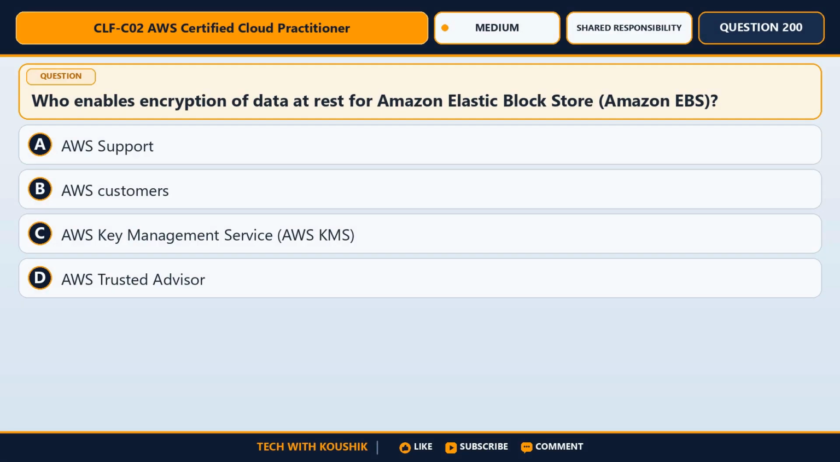Question number 200. Who enables encryption of data at rest for Amazon Elastic Block Store, Amazon EBS? Option A. AWS Support. Option B. AWS Customers. Option C. AWS Key Management Service, AWS KMS. Option D. AWS Trusted Advisor.